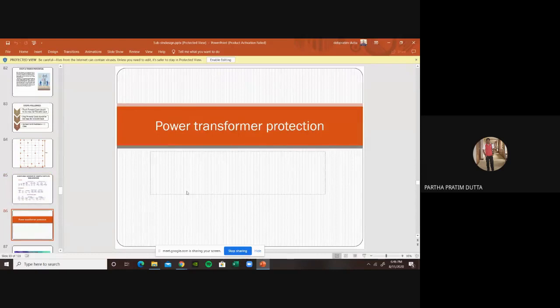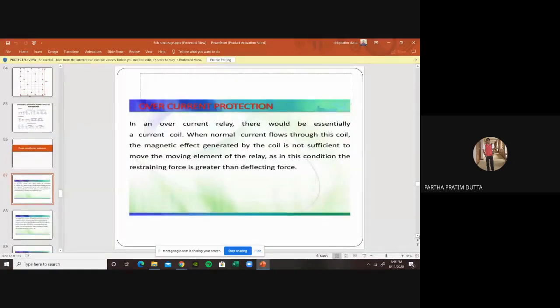Now I'll come to the power transformer protection. We will do a little bit of this. We usually see the overcurrent protection and earth fault protection issue. In an overcurrent relay, there would be an essential current coil. Normal current flows to this coil, and the magnetic effect generated by this coil is not sufficient to move the moving element of this relay, as the condition is that the restraining force is greater than the deflecting force.